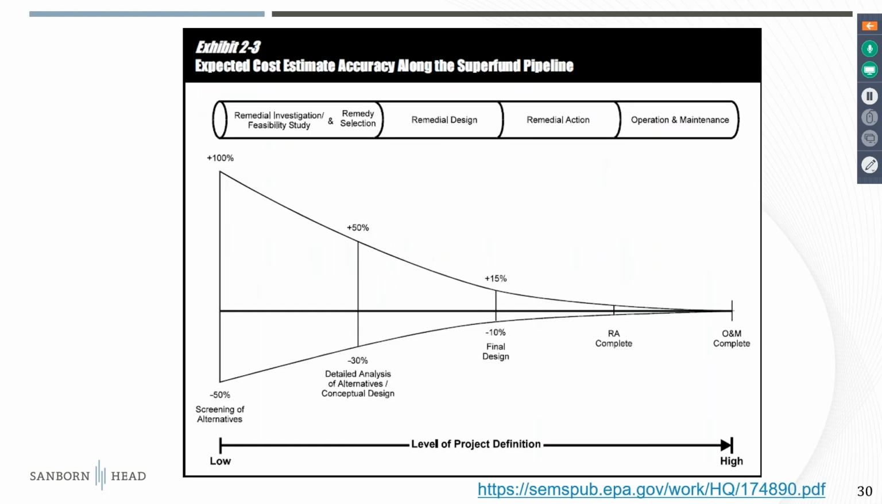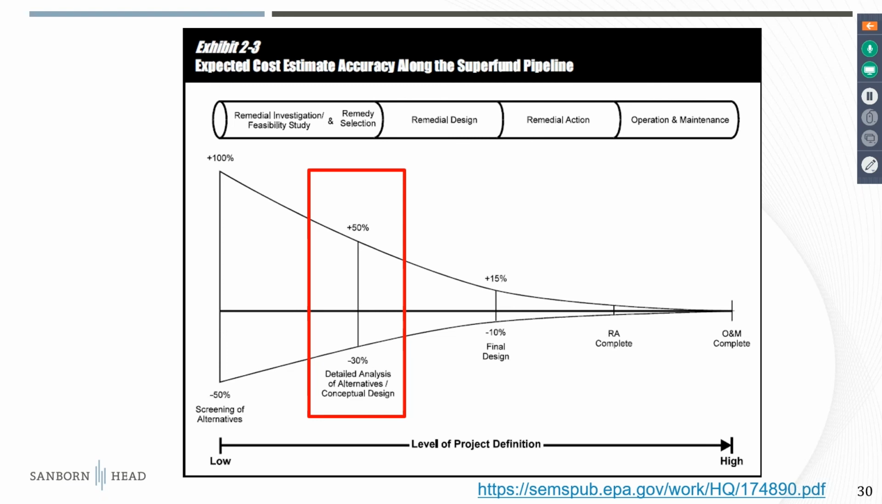This is, I think, a pretty cool chart from this guidance document. It shows how the level of cost uncertainty is really wide at the beginning of a project, when you're just at the beginning of screening of alternatives, and that the intention of going through the RI/FS process is to narrow down those costs as you go along the way. And at the FS level, EPA's expectation is an accuracy of plus 50 or minus 30% of actual costs. So this is kind of an order of magnitude cost.